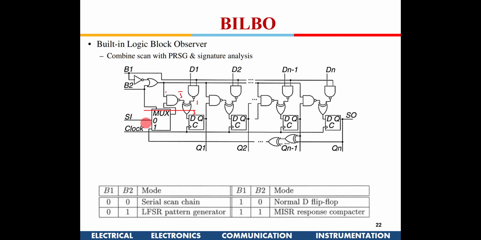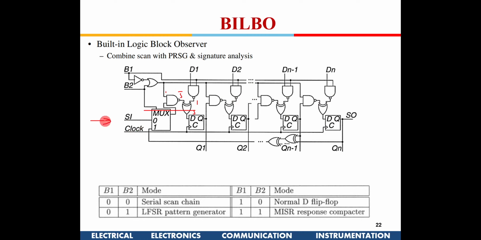That means whatever input is given here gets loaded into this D flip-flop, and the output of this D flip-flop will come here, and the output of this D flip-flop will come here. So when I give B1 equal to 0, B2 equal to 0, whatever serial data is given here, I'll put 0 0, and in all the flip-flops I will put the test vector which is required for giving a test.